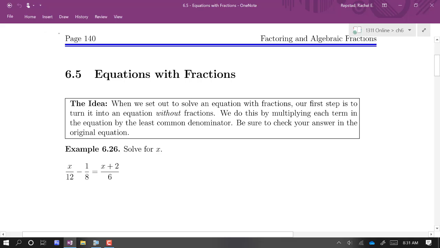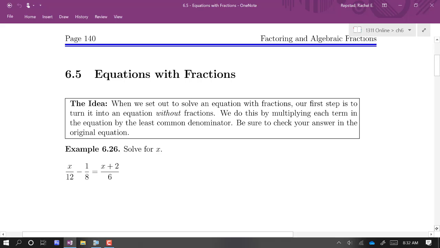All right, in this section, we're going to finish out this chapter learning how to solve equations that have fractions. So our first step when we're working with an equation that has fractions is to just turn it into an equation with no fractions. Once we're done that, we should be looking at an equation that we already know how to solve. So the technique that we use to turn it into an equation with no fractions is to multiply each term in the equation by the LCD, by the least common denominator of all the fractions in the original equation.